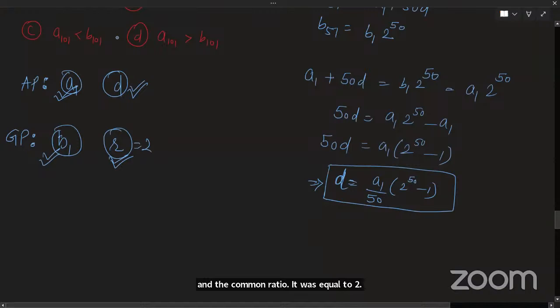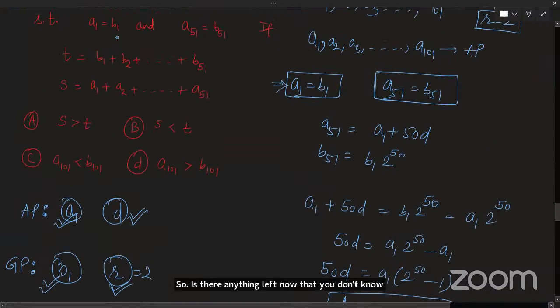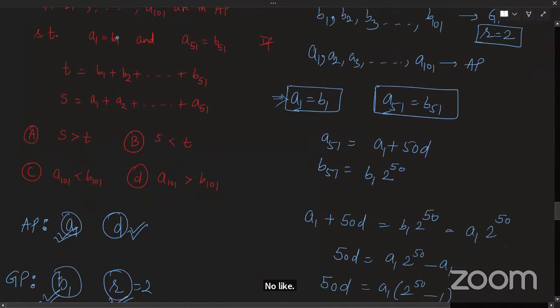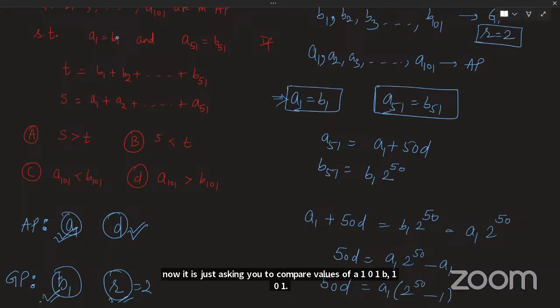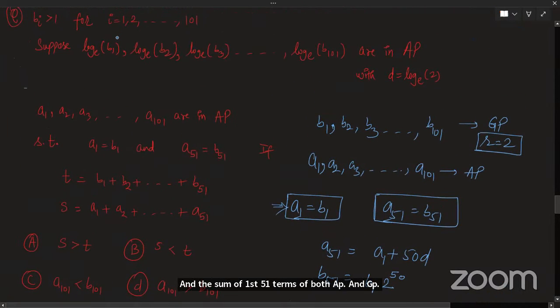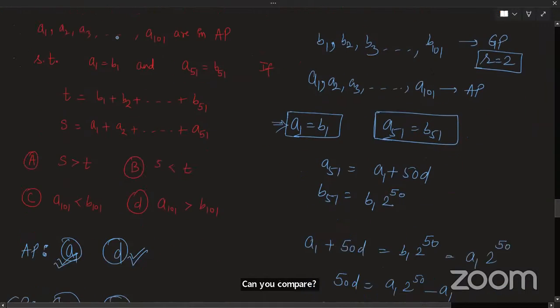So is there anything left that you don't know? You already know everything. Now it is just asking you to compare values of A101, B101, and the sum of first 51 terms of both AP and GP. Can you do it now?